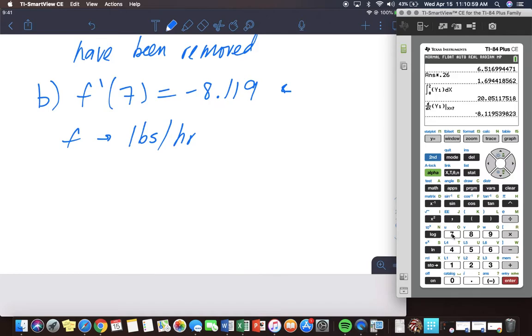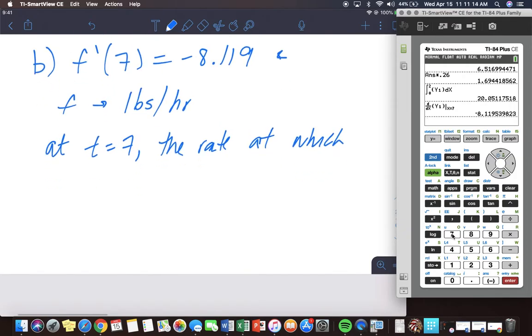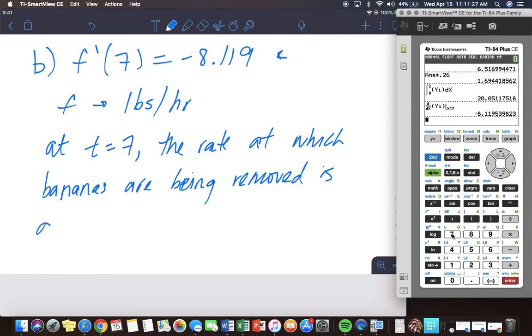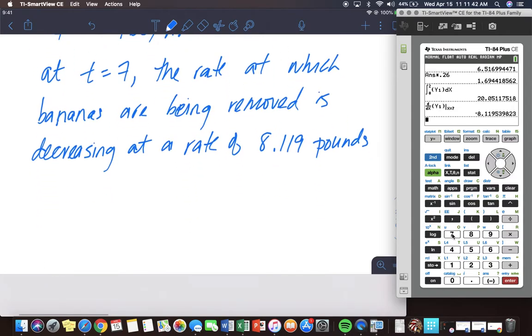f is decreasing. Okay, so here's what I would say. I would say that at t equals 7, the rate at which bananas are being removed is decreasing at a rate of 8.119 pounds per hour per hour.